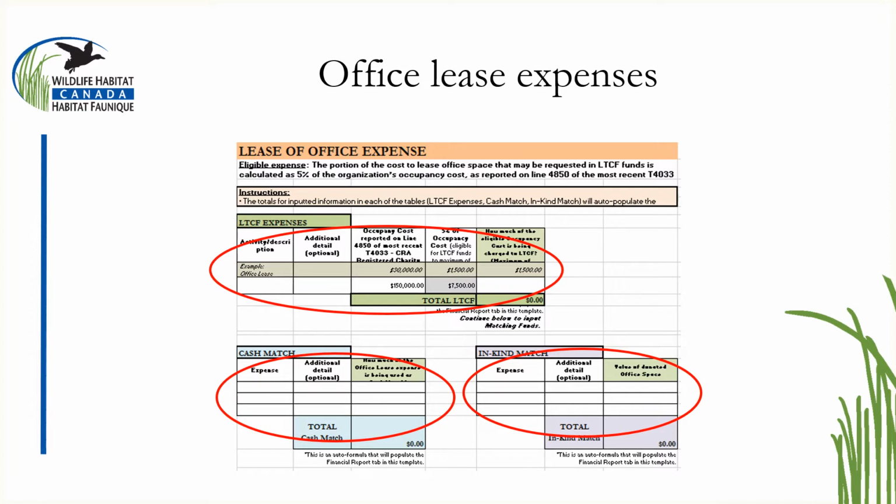Lease of office worksheet. The eligible expense amount for the cost of office lease space is calculated as 5% of the organization's current occupancy costs, as reported on line 4850 of the most recent T3010 CRA registered charity information return, to a maximum of $3,000. Complete as needed.